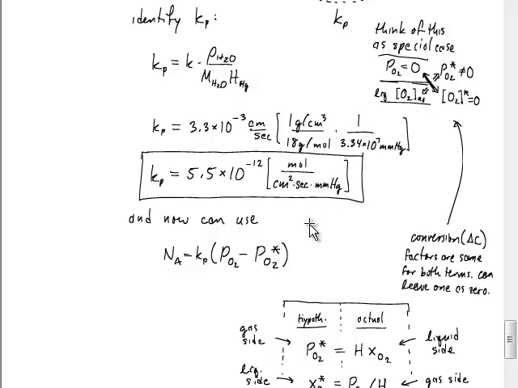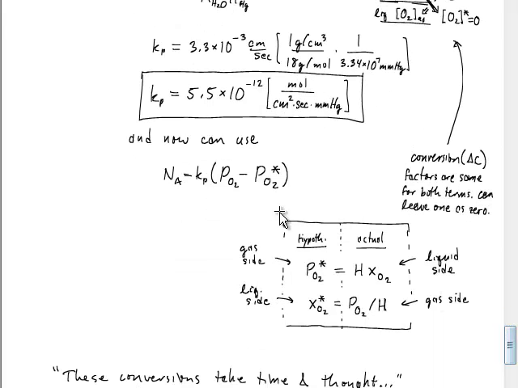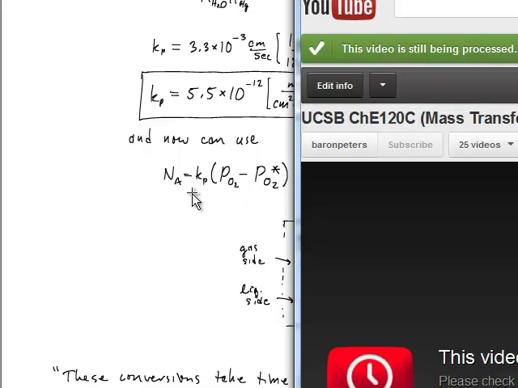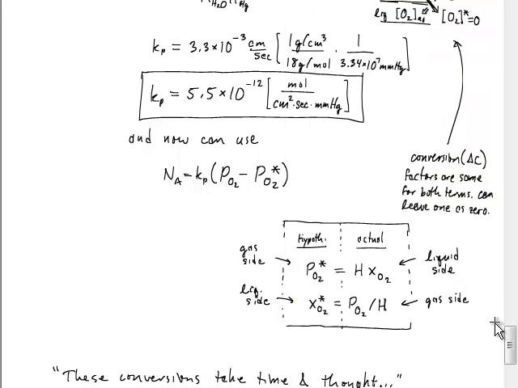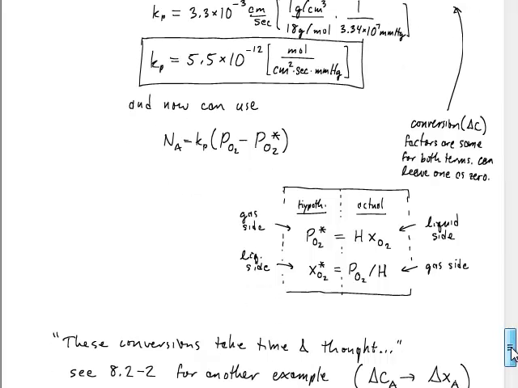Okay, so now what was the point of doing this? Well, now you can directly plug in the pressure readings, the partial pressure readings, and use Henry's law and multiply by this numerical value that we just computed and get moles per meter squared per second.